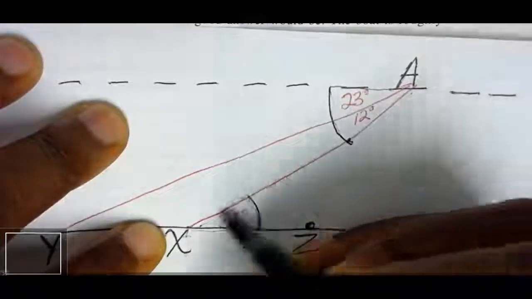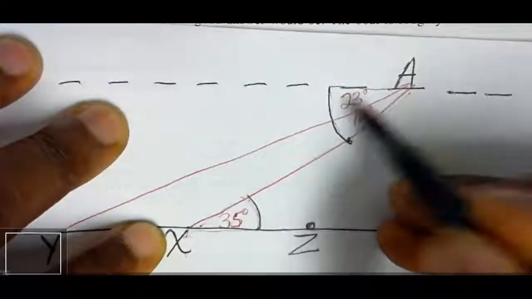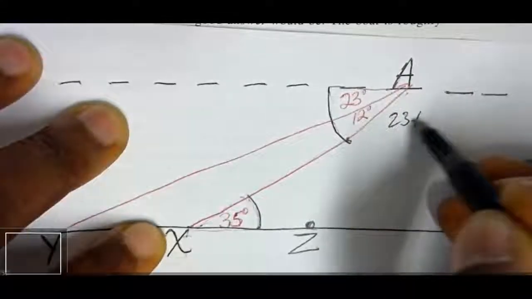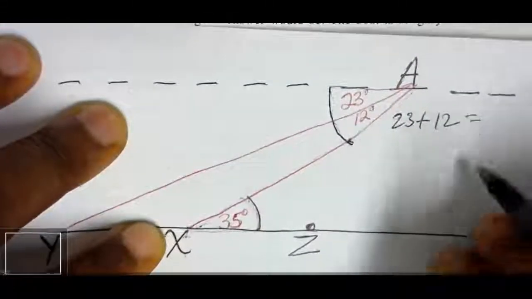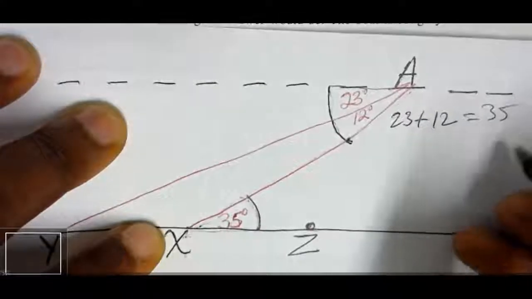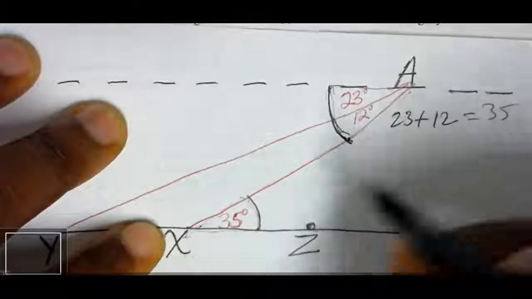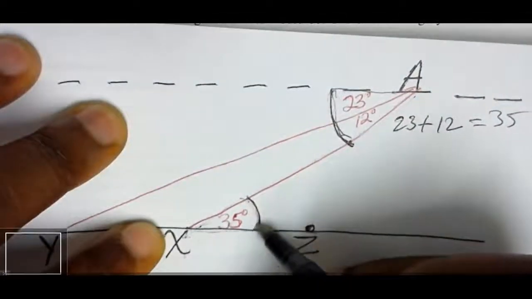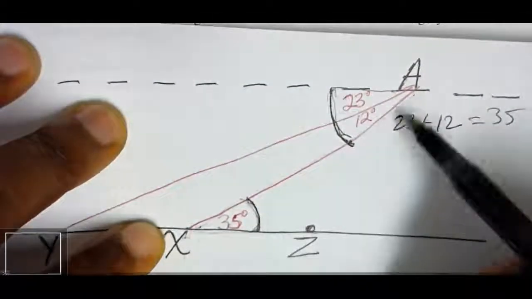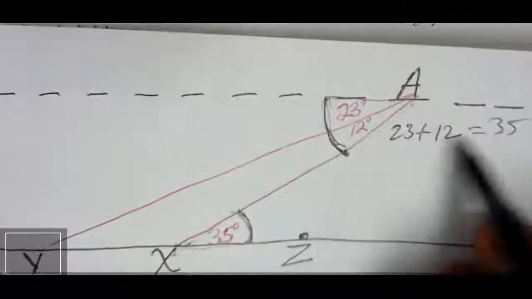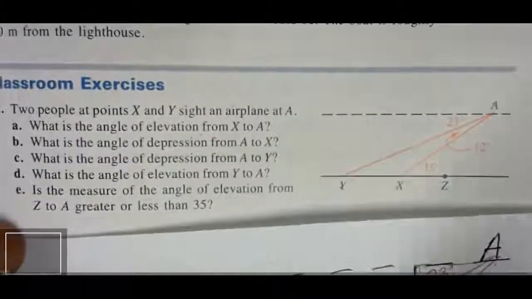So we are coming down to this line. So we have those two angles together. So it's going to be 23 plus 12, and that's going to give us 35. It is also 35. And if we notice, the sum of those two angles is alternate interior to those two angles. So they are equal. Okay? So the angle of depression is 35 there.